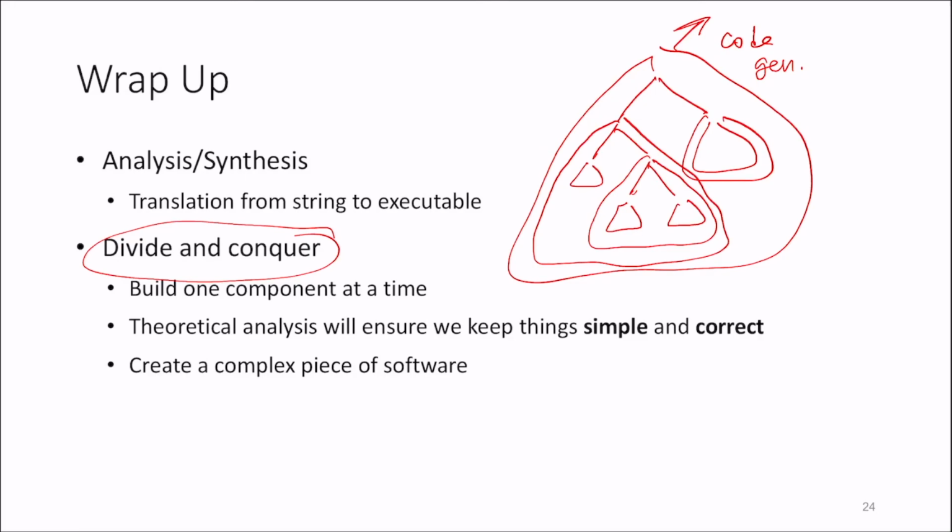So we build one component at a time. As we study each of these phases, we'll see that there is a solid theoretical analysis that ensures we keep things simple and correct, so they are always provably correct components. This enables us to create a very complex piece of software, which is a compiler. It's quite complex, and it can accept any program in this programming language and generate code for it.